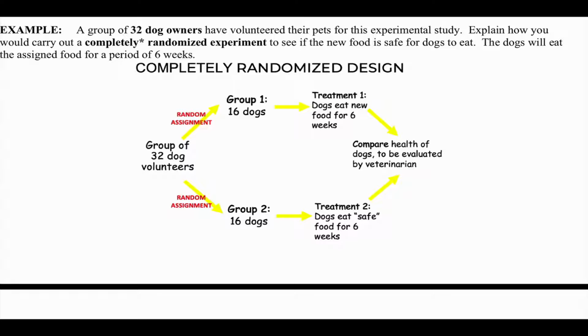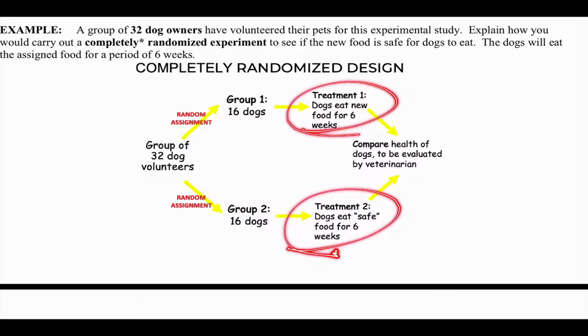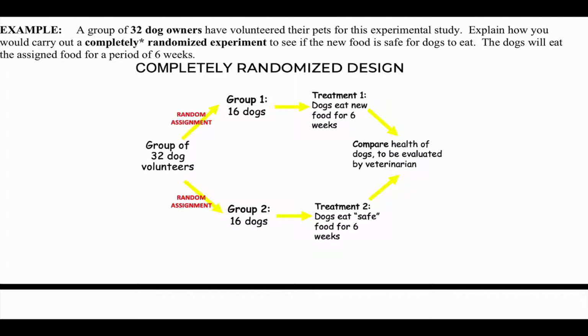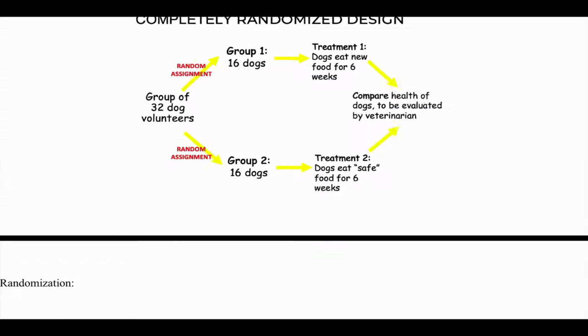If they can show that there was no difference, health between the 2 dogs was overall about the same, then it's safe, right? They might do it again because 32 is kind of low, so they might do it again in a different part of the country or a different country or whatever. But that's kind of what it looks like. That's the picture, right? That's what we need.